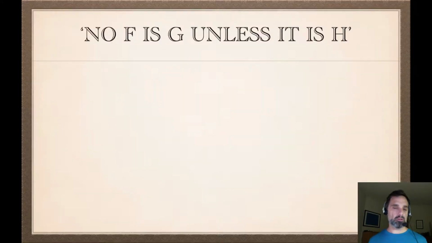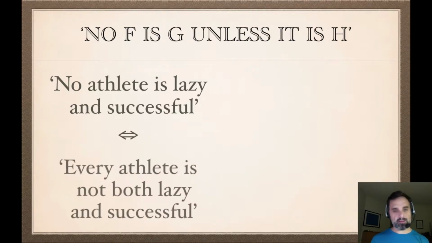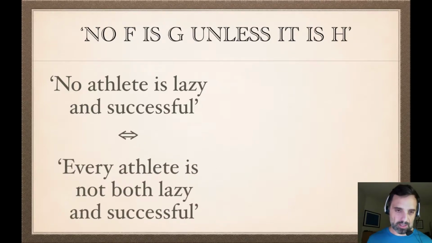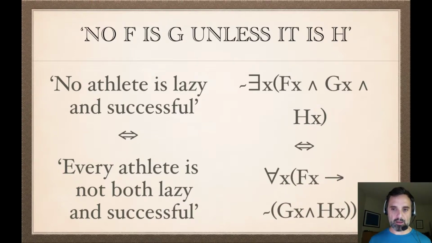So we're going to start with a little bit of a review of some symbolization stuff that you're more familiar with. So we have the sentence, no athlete is lazy and successful. That's equivalent to saying every athlete isn't both lazy and successful. So if we wanted to symbolize the first, we'd say not some x, fx, and gx and hx. And if we wanted to symbolize the second, we would say for all x of fx, then not gx and hx. And of course, these two sentences are equivalent.